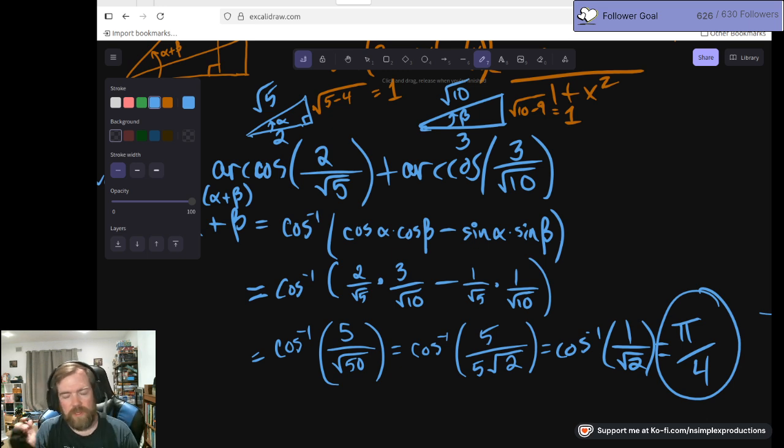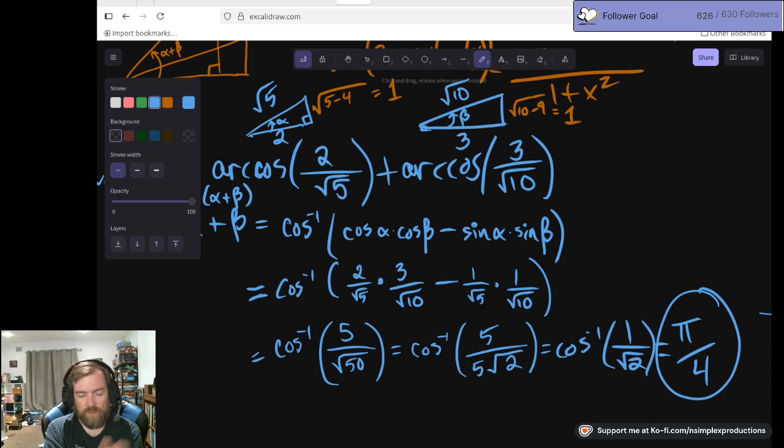When we simplify the denominator, root 50 becomes 5 root 2. Our 5's divide out, and so we get the inverse cosine of 1 over root 2. Hey, I recognize that. Inverse cosine of 1 over root 2 is pi over 4, or 45 degrees. Since both of these things were less than 45 degrees, we can assume that they add up to 45 degrees.